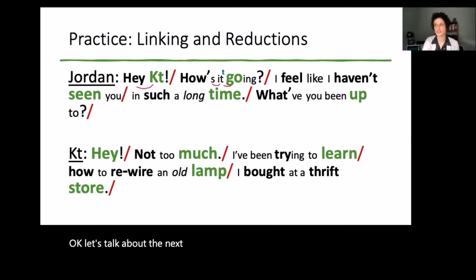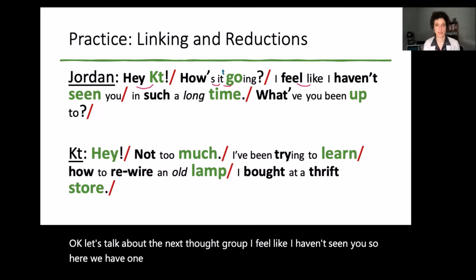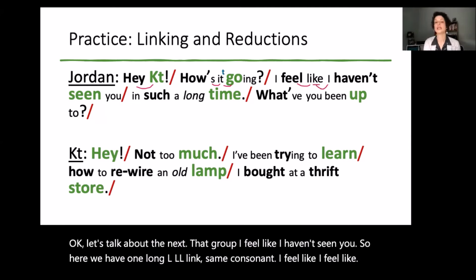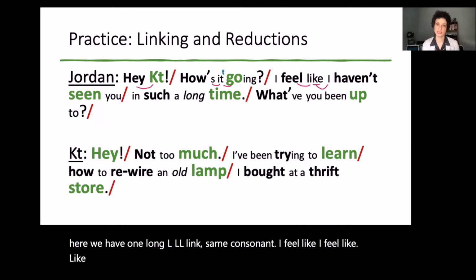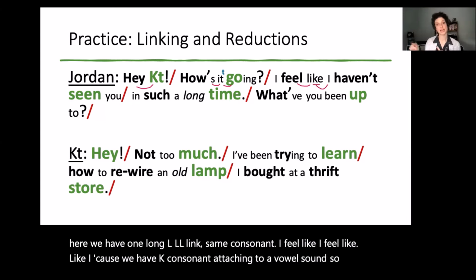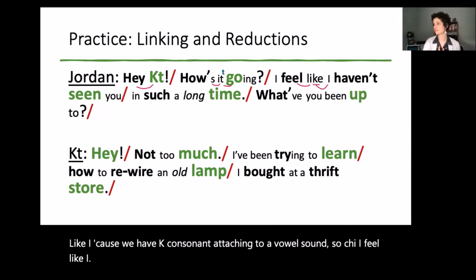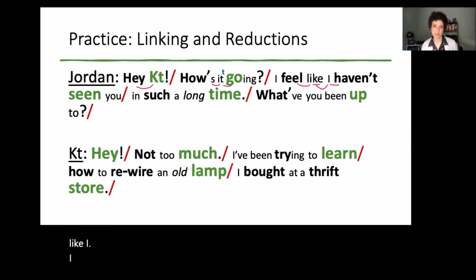I feel like I haven't seen you. So here we have one long L, an L-L link, same consonant. I feel like. Then we have a K consonant attaching to a vowel sound, so "kai." I feel like, I haven't. I feel like I haven't.